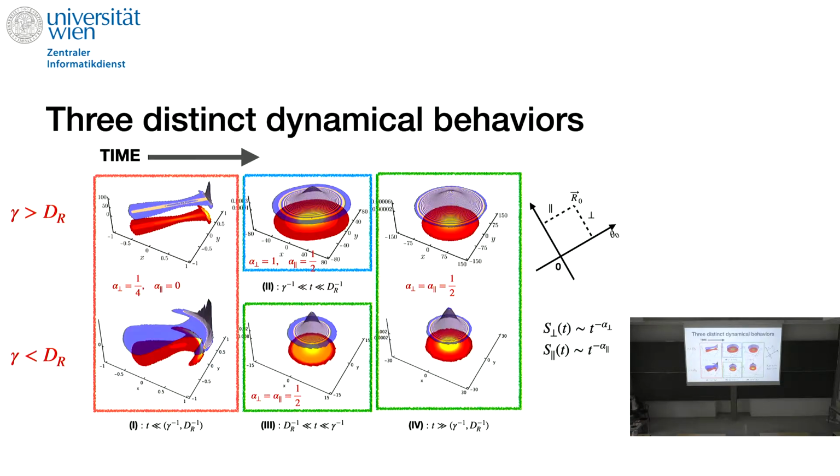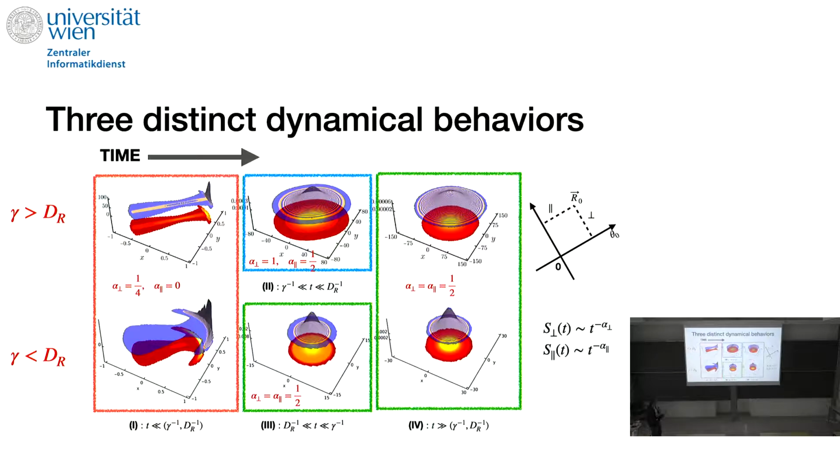Now you have these time scales, gamma inverse and D inverse, and they set the time scale, so you can have three or four dynamical regimes. This is the initial regime. As I was saying, even for the other particle it is anisotropic. This is the short time regime where all active particles show anisotropic behavior because they just move along the given initial orientation.